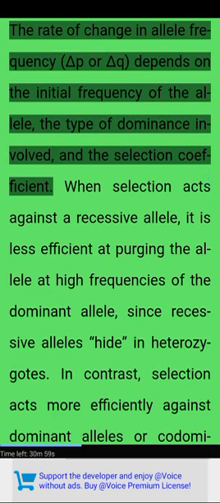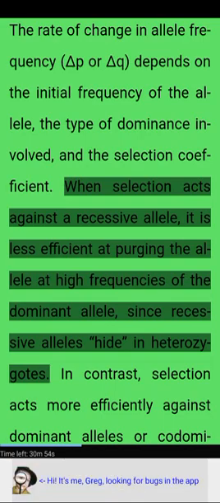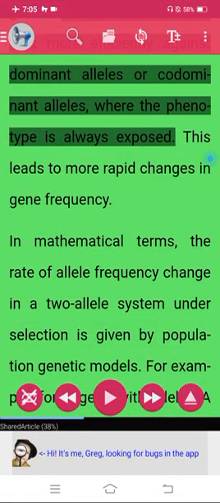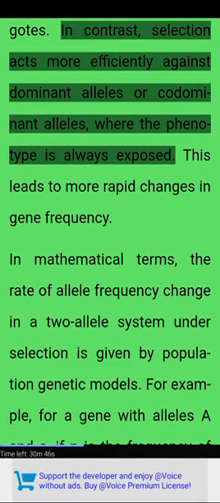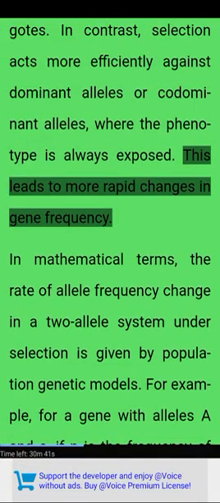The rate of change in allele frequency, delta P or delta Q, depends on the initial frequency of the allele, the type of dominance involved, and the selection coefficient. When selection acts against a recessive allele, it is less efficient at purging the allele at high frequencies of the dominant allele, since recessive alleles hide in heterozygotes. In contrast, selection acts more efficiently against dominant alleles or codominant alleles, where the phenotype is always exposed. This leads to more rapid changes in gene frequency.